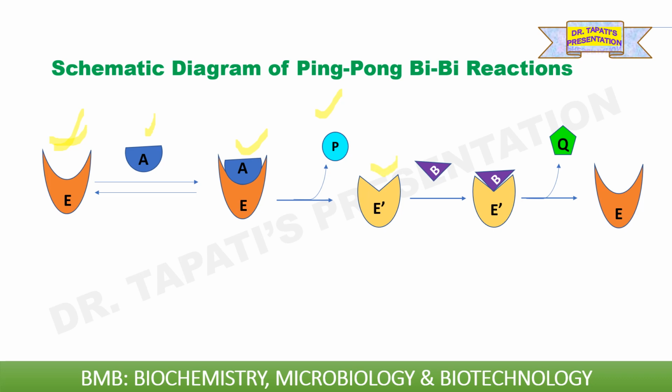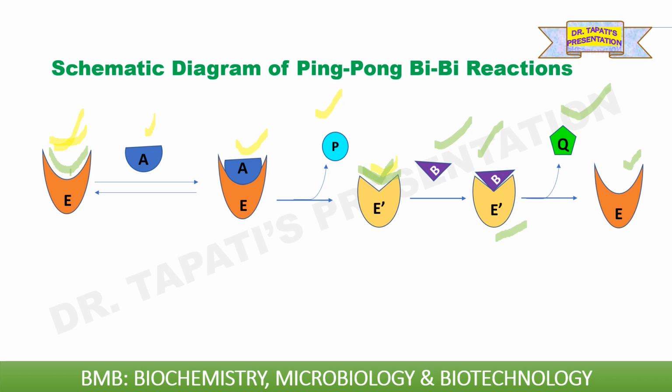You can see here the active site structure is changed. It was like in this way, but after first product release, the conformation is changed to this type. And only after that change, substrate B will be fitted properly with the modified enzyme, and BE prime complex is formed. From BE prime, second product Q is released, leaving the enzyme in the initial conformation.